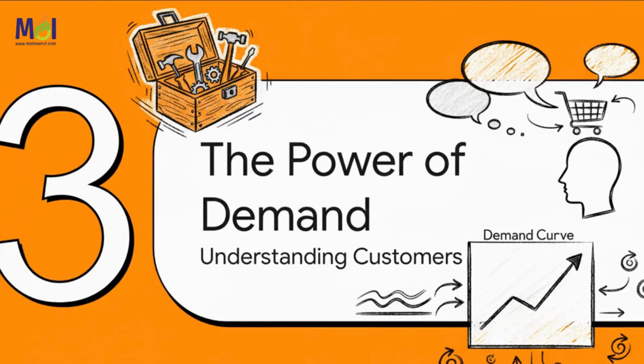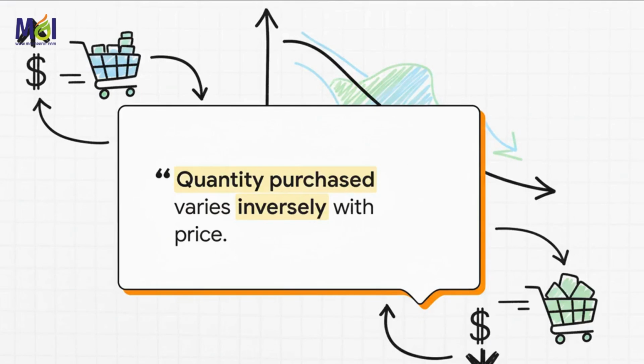Okay, so let's pop open this toolkit and look at the very first, most fundamental tool you've got, understanding your customer. And this all starts with one huge concept, demand. This is the bedrock principle, right? It's super intuitive. All other things being equal, the more something costs, the less people will buy. And of course, the cheaper it is, the more they'll snap it up. It seems simple, but this idea has massive implications for that pricing dilemma we talked about.